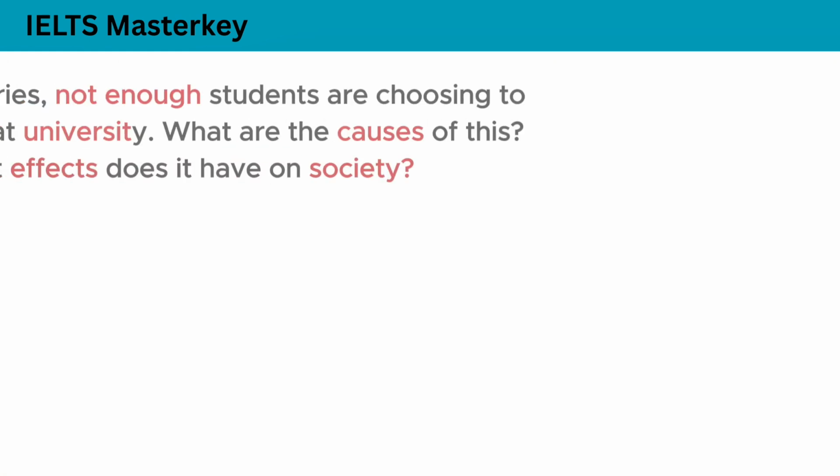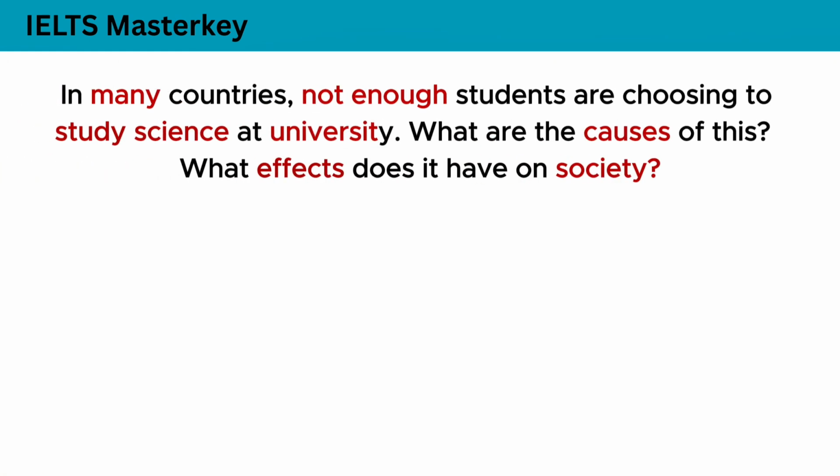So now the next question. In many countries, not enough students are choosing to study science at university. What are the causes of this? What effects does it have on society? Again, in many countries. And that shows that this is a trend. The key point here is not enough students study science at university.